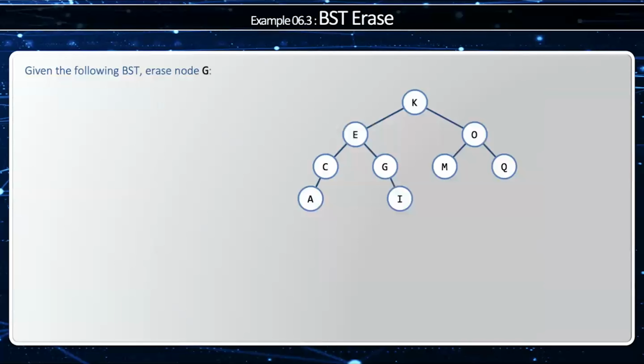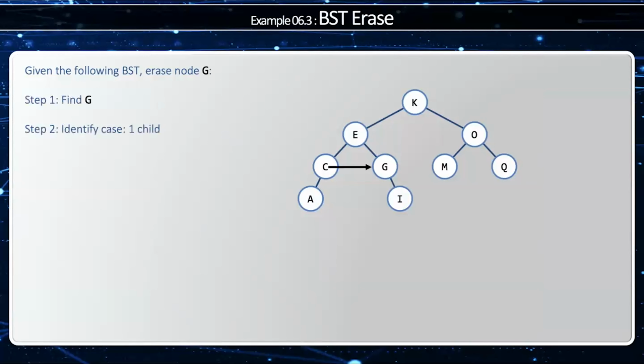Let's do a couple examples. First, I'd like to erase node G. Step number 1, I need to find G. So I'm going to start at the root. And since G is less than K, I'm going to go to E. Since G is greater than E, I'm going to go to G. And I found it.